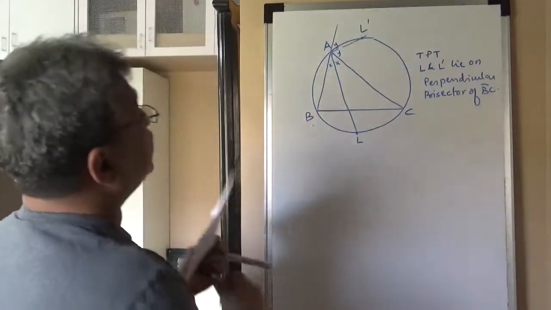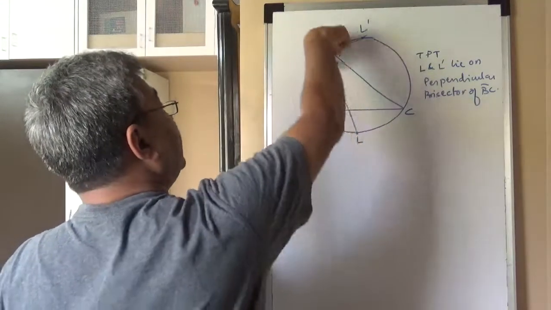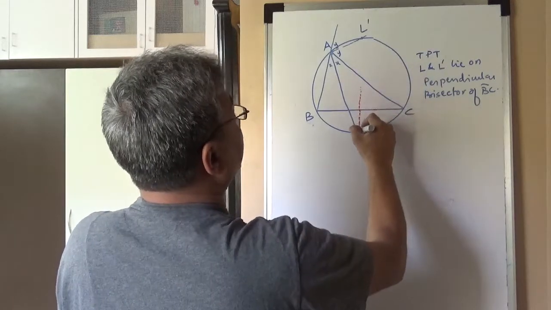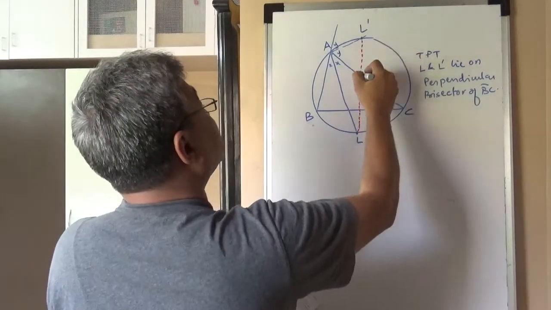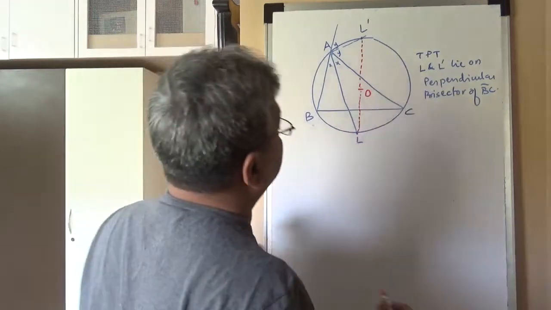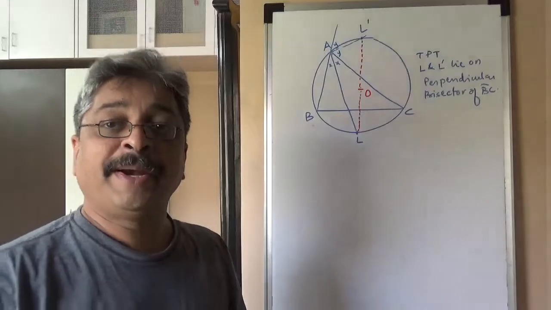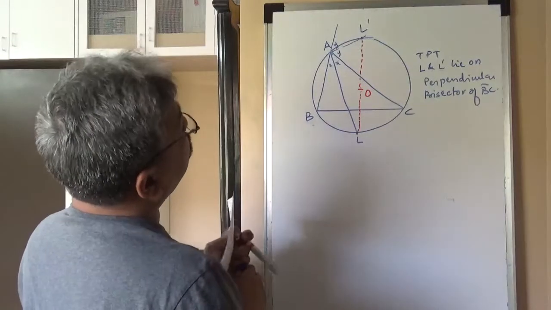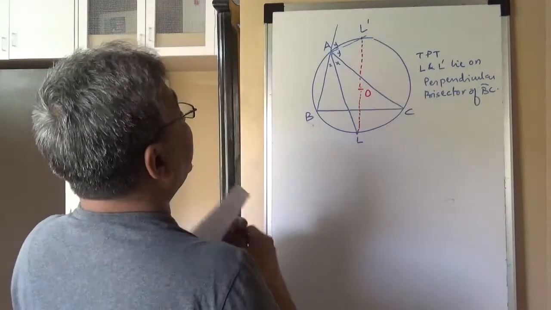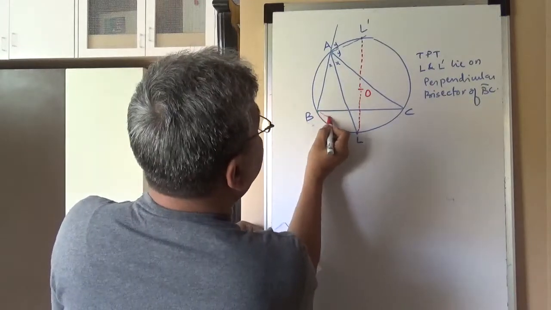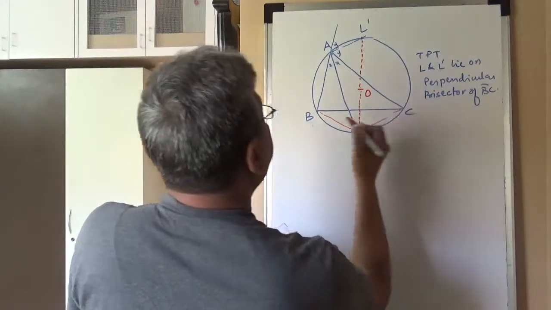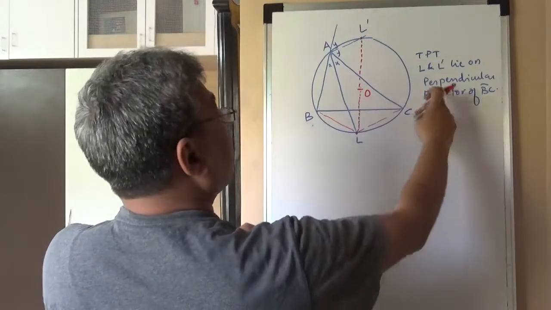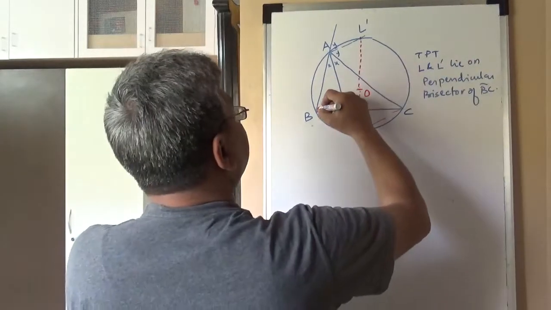So this point L is a point of concurrency of the circumcircle and the internal angle bisector, and we are supposed to prove that it is on the perpendicular bisector of BC, and if we extend this line, of course this is going to be the circumcenter. So this is a good problem to prove independently, but if not, you can watch the video. Now if we join these points L and L dash with B and C, then if we show that point L is equidistant from B and C, we can show that L is on the perpendicular bisector.